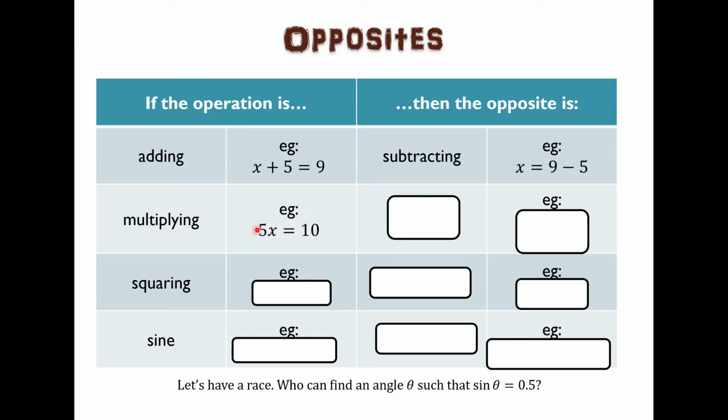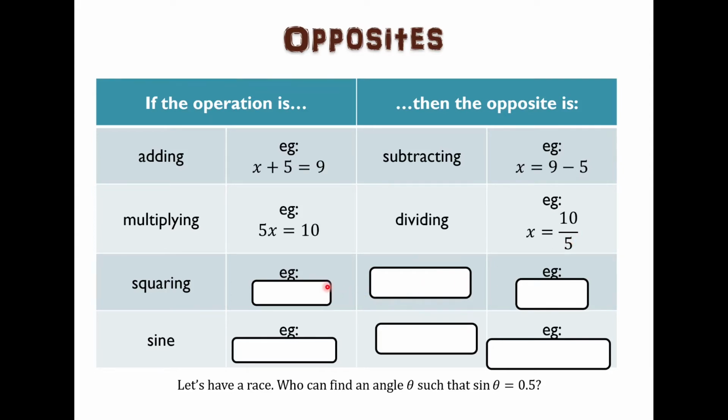If I have multiplying, so for example I've got 5 times x equals 10, then the opposite of multiplying is dividing. So if I know that 5 times x is 10, the opposite of multiplying by 5 is dividing by 5. So it will turn into a divide by 5 on the other side.